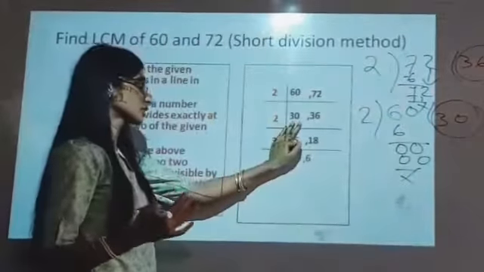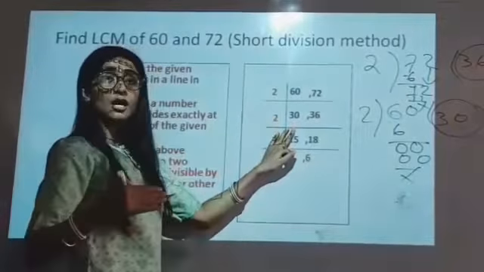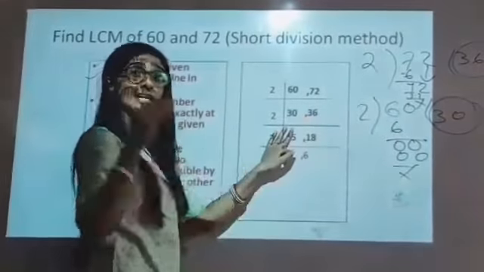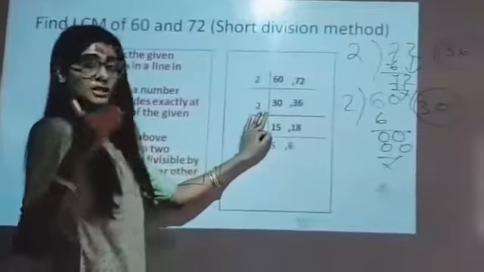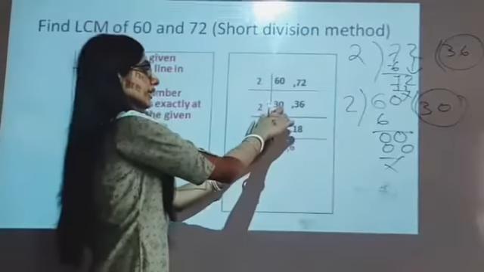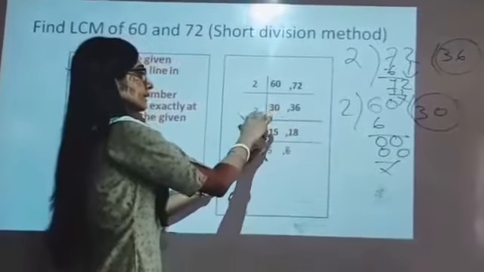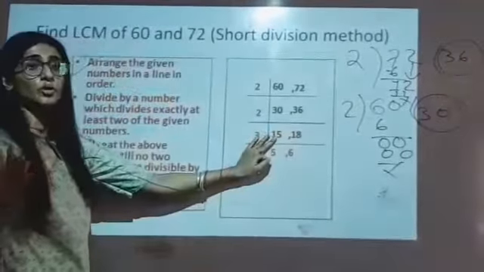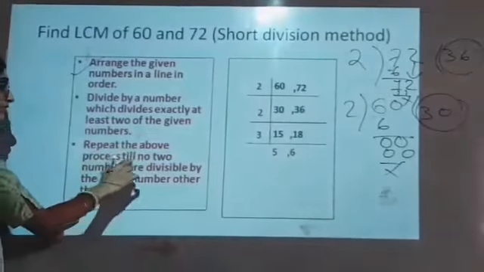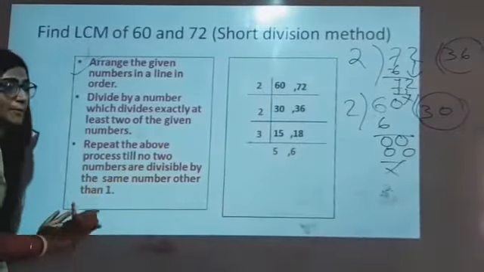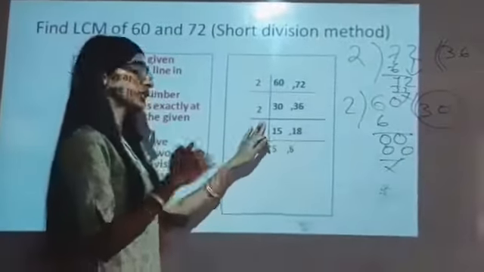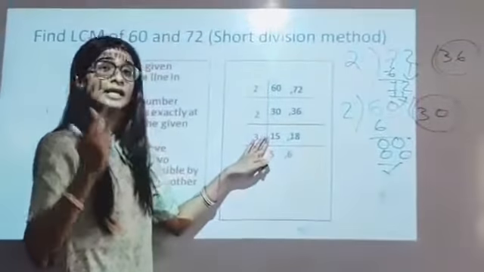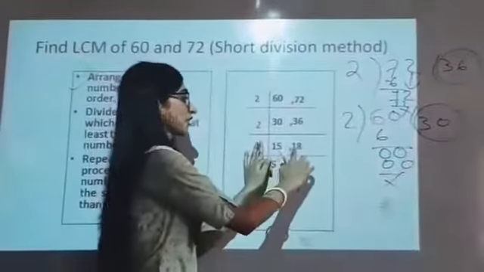Again you have to repeat the process. Again you have to find the common number that divides both numbers exactly, means 0 as remainder. So start from 2. 30 is divisible by 2 and the quotient will be 15. Then 36 is also divisible by 2 and the quotient is 18. How long do you have to repeat the process? You have to repeat it till no two numbers are divisible by the same number. So now next we got 15 and 18.